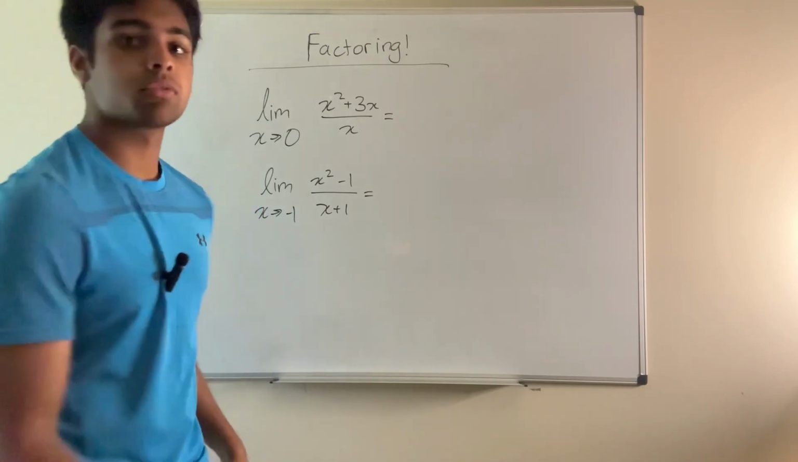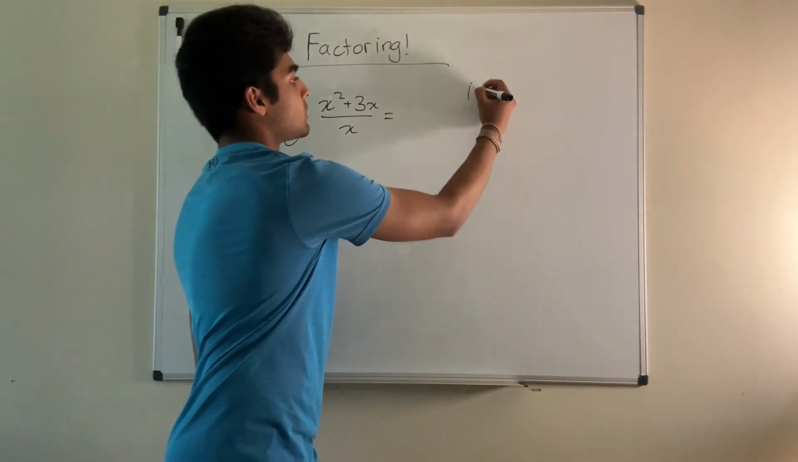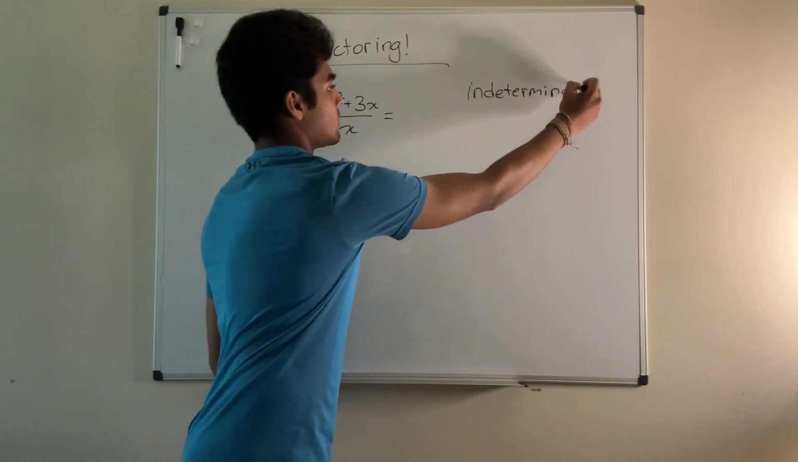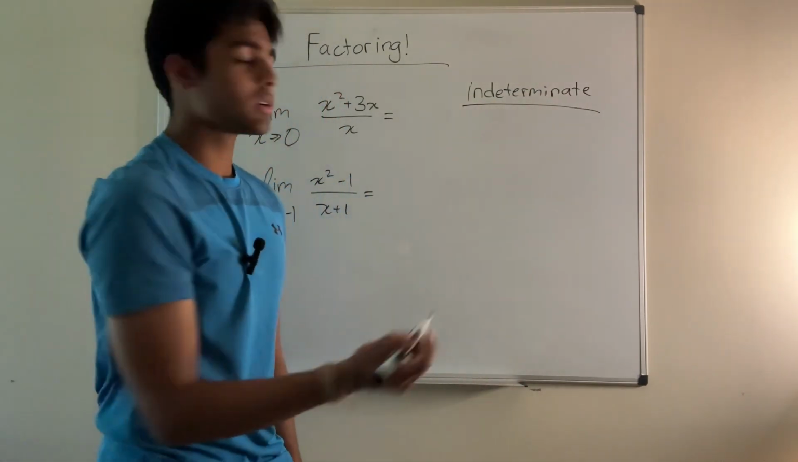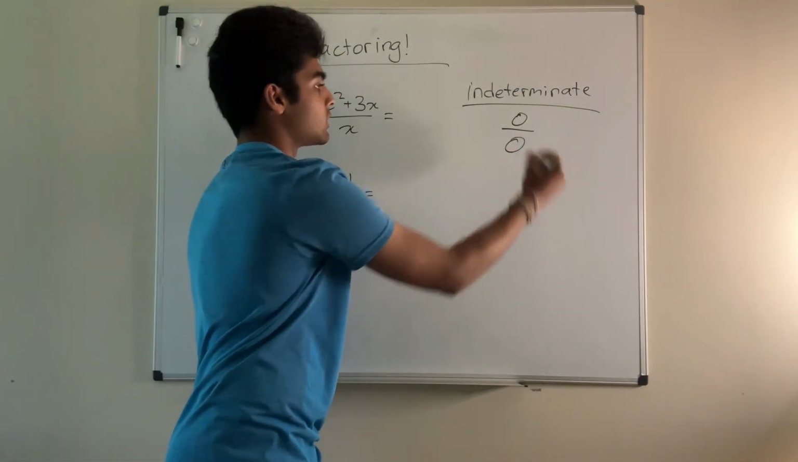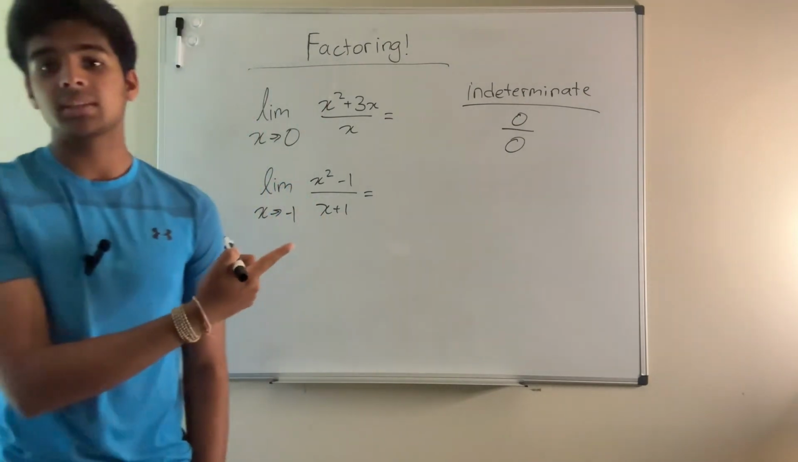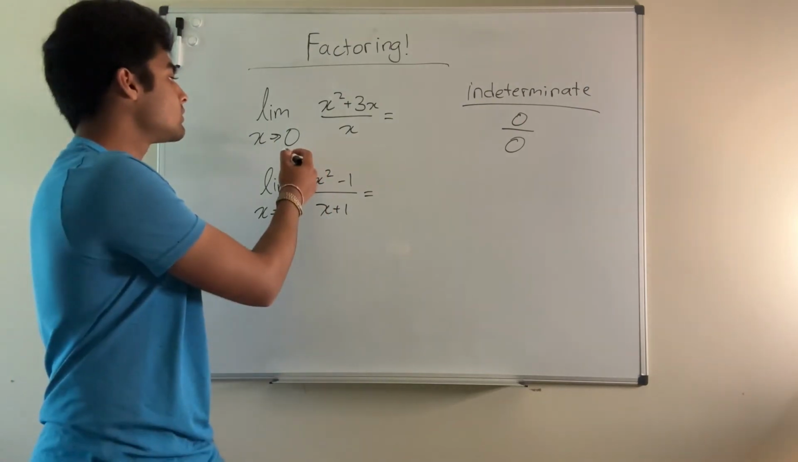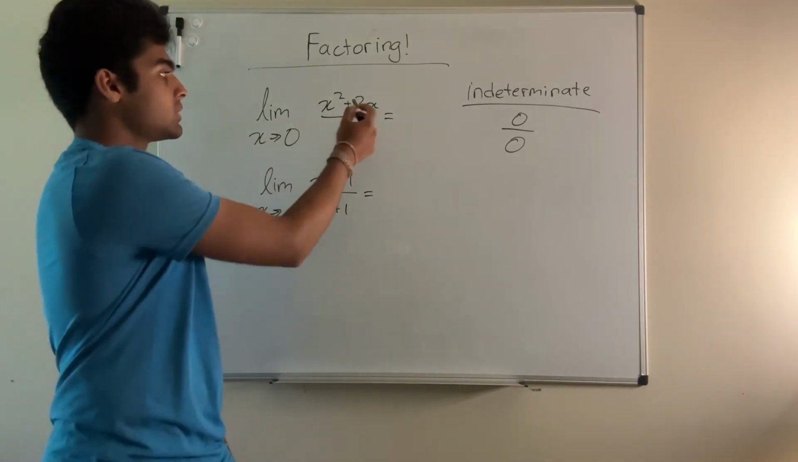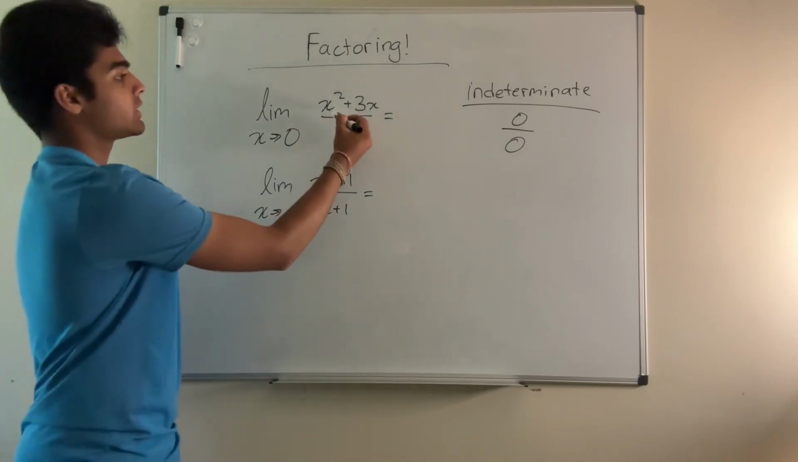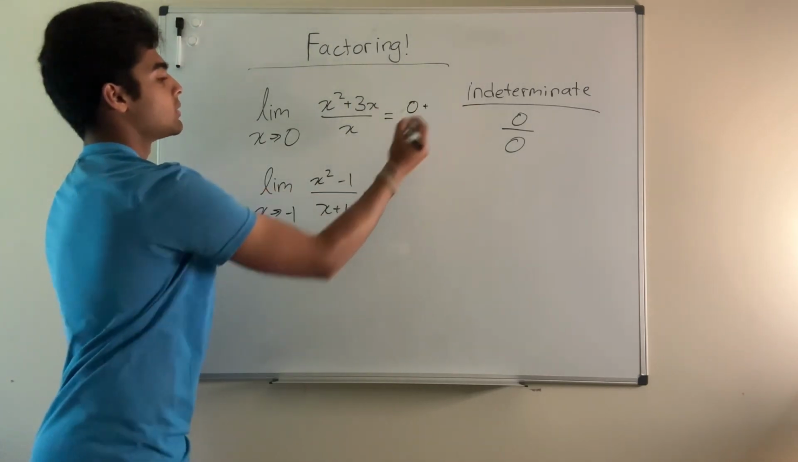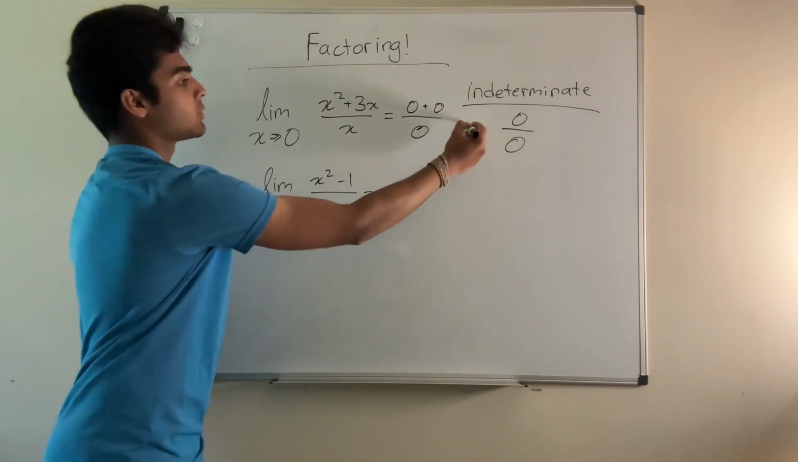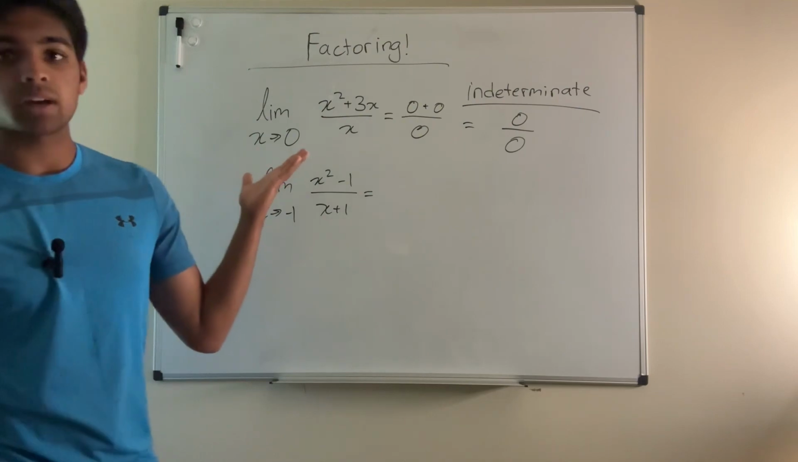Now what is the indeterminate form? This is the form 0 over 0. And if we get this case, we know we have to factor. So let's try plugging in values. Let's try plugging in 0 into this equation. We can see that we get 0 squared, which is 0, plus 3 times 0, which is 0, over 0. So this equals that. So we know we have to factor over here.